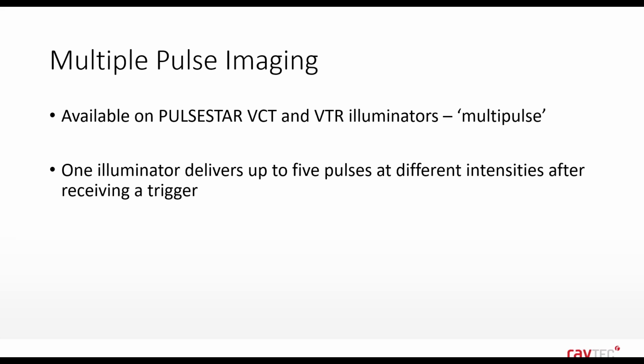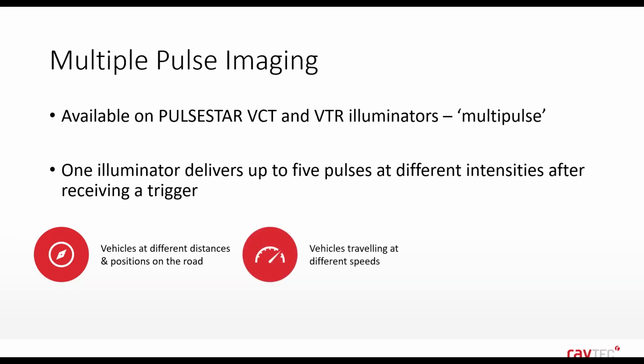Why would we use multipulse? That's a question you might be asking. So in short, it's to overcome variables. As you can imagine with an ANPR system, there are lots of variables, and altering the intensity of light can effectively provide different images to suit different scenarios. For example, you'll often have vehicles being different distances away from the camera and in different positions on the road, especially when there are multiple lanes involved. You'll have vehicles traveling at different speeds. They won't all be traveling at the speed limit necessarily, so we have to contend with that.